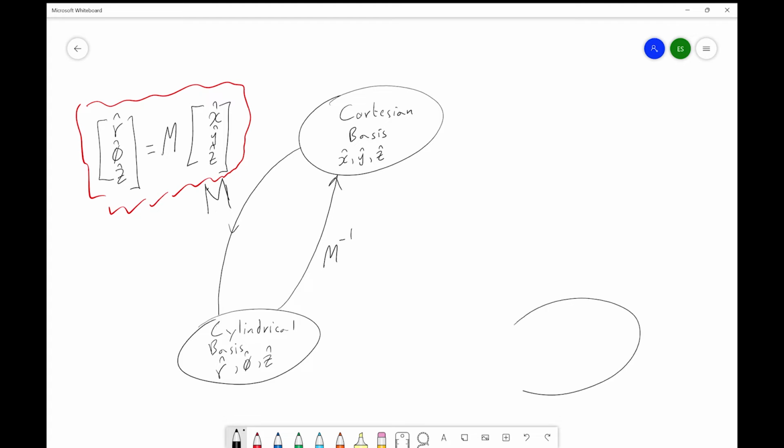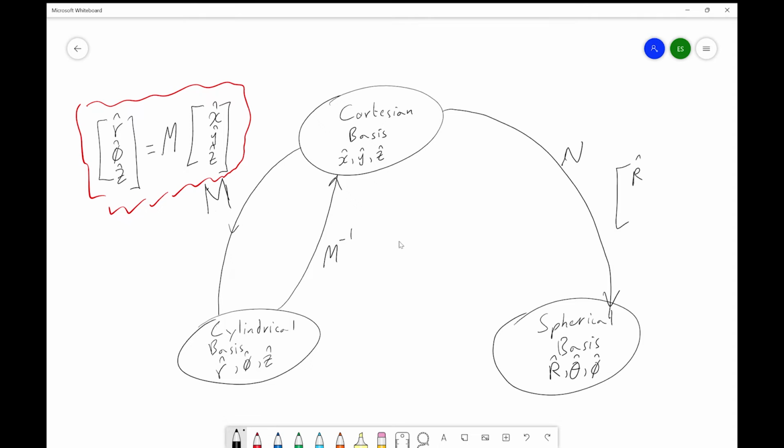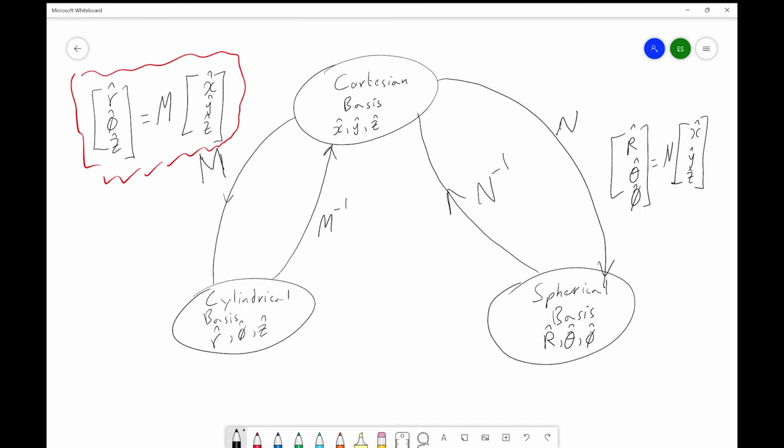Same thing, we can go from the Cartesian to spherical coordinates. So for the spherical basis, we have r hat, theta hat, phi hat, and the transformation is N, meaning I can write r hat, theta hat, phi hat as N times x hat, y hat, z hat, where N is a matrix. And again, this gives us the ability to go back with N inverse. Now, once we know the transformation from Cartesian to cylindrical and Cartesian to spherical and their inverses, from the nice properties of linear algebra, we already for free have the transformation from cylindrical basis to spherical basis and from spherical to cylindrical.